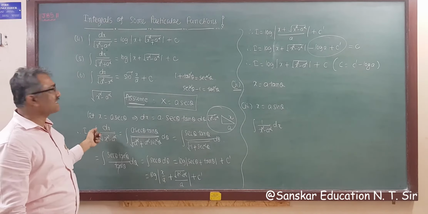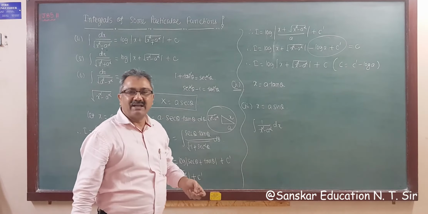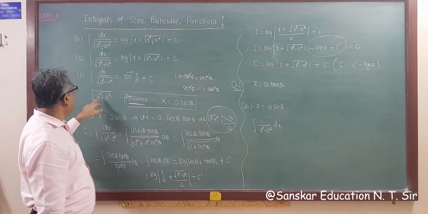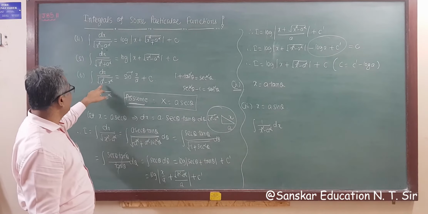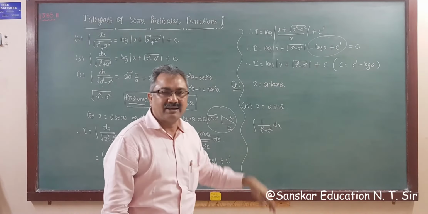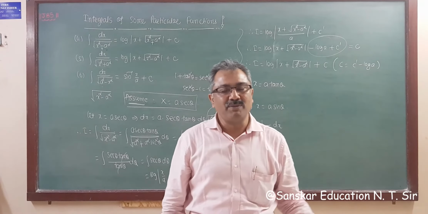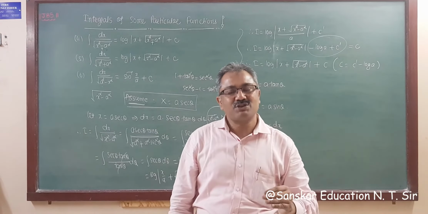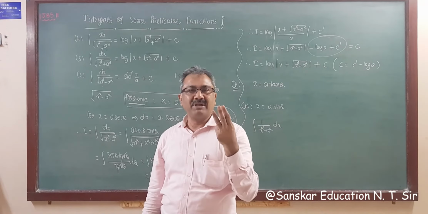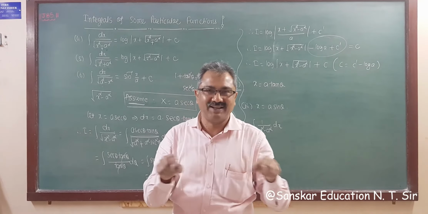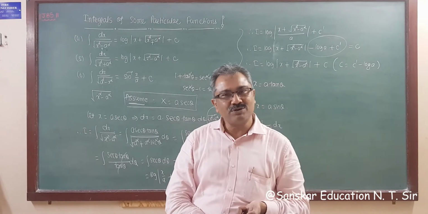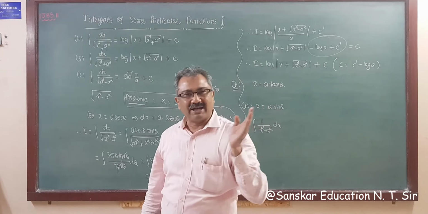And for a square minus x square, now you know the derivative of sine inverse is 1 upon under root a square minus x square. So if under root a square minus x square is there, then you have to apply the sine inverse formula, because here it is x by a, right? So these 6 formulas make it very tough for you, right? It's a confusing formula, with root and without root. So you have to practice these formulas.